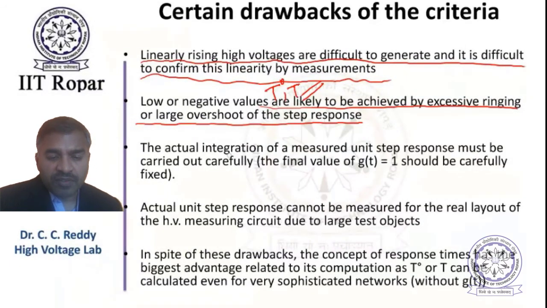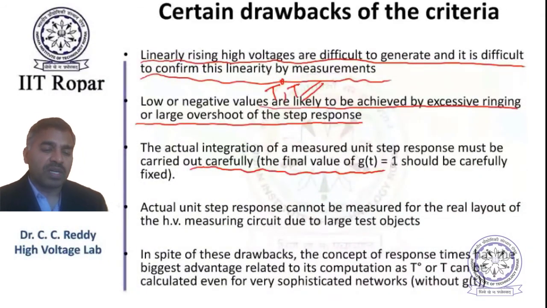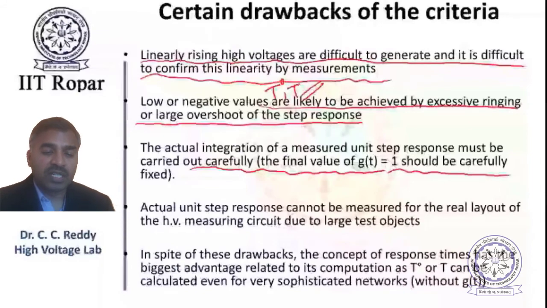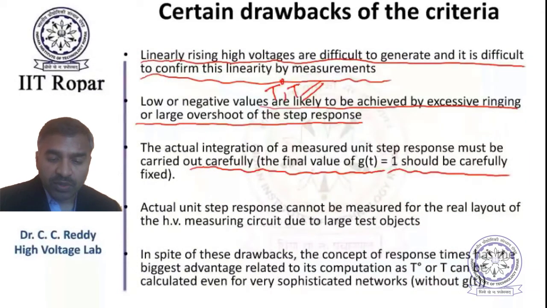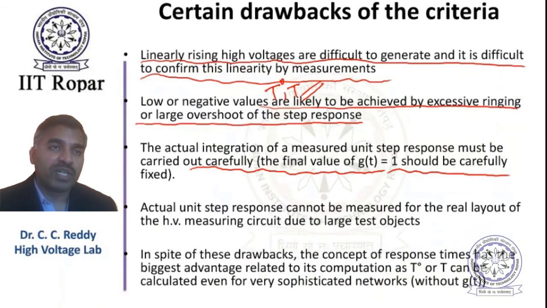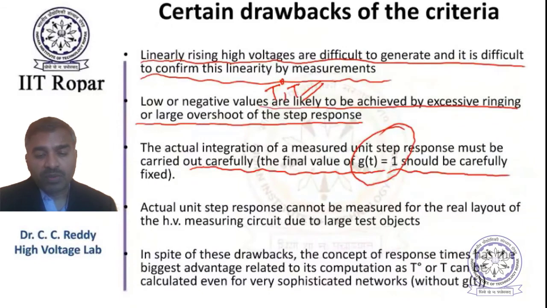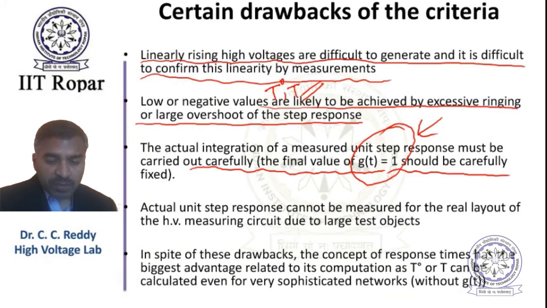And then actual integration of a measured unit step response must be carried out carefully. When you measure experimentally, what is the difficulty? You will get a step response, but you have to wait a sufficiently long time to ensure that your final value GT is fixed to 1. So you have to calibrate the signal in such a way that whatever value you get at the far end of the waveform is fixed to 1, because GT equals 1, right? After fixing this, then you have to integrate 1 minus GT to obtain this T0, etc.